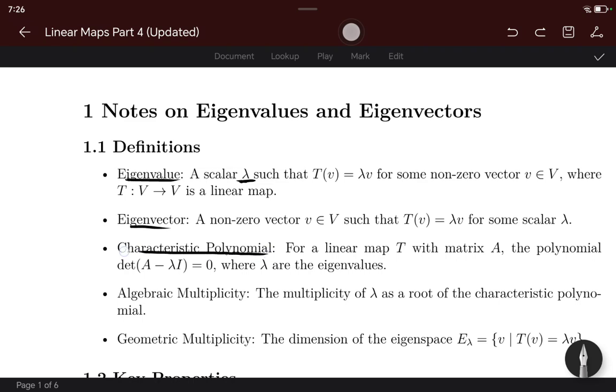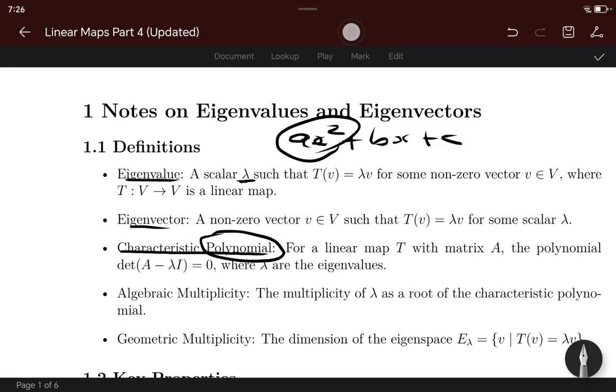Now we need to know what a characteristic polynomial is. This is just an equation we remember when we talk about polynomials, where, let's say, we have ax squared plus bx plus c, of degree at most 2. When we come to this characteristic polynomial, we replace this by lambda. We say that this equation, which equals 0, is a characteristic polynomial.